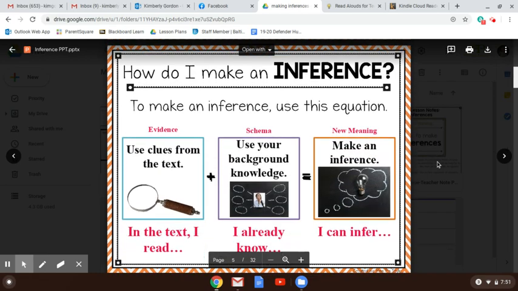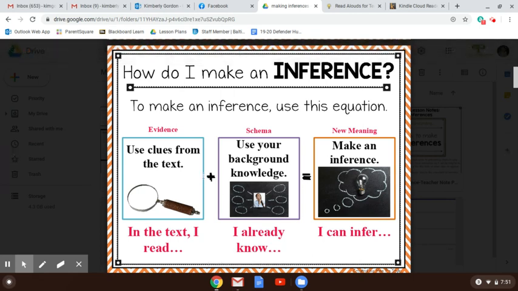Finally, how do you make an inference? To make an inference, I want you to use this equation. Think about math equations. This is a reading equation. You're going to use evidence, clues from the text, plus your schema, your background knowledge, to equal a new meaning to make an inference.